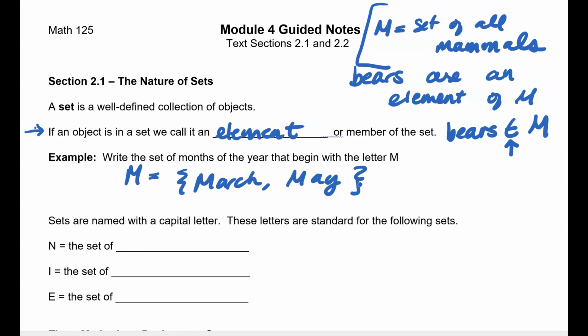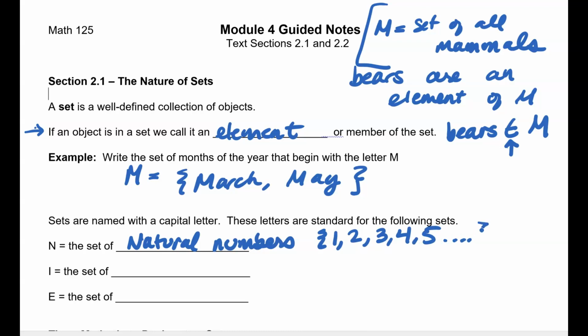As I mentioned, sets are always named with a capital letter. These are some standard letters that we use for certain sets. For example, capital N stands for the set of natural numbers. So if you're ever doing a homework problem and you see the capital letter N, you can just assume that they're talking about the natural numbers if they don't say otherwise. The natural numbers are whole numbers, except it does not include 0. So the first natural number is 1, and then 2, 3, 4, 5. Think counting numbers. Those are all natural numbers. No fractions, no decimals in there.